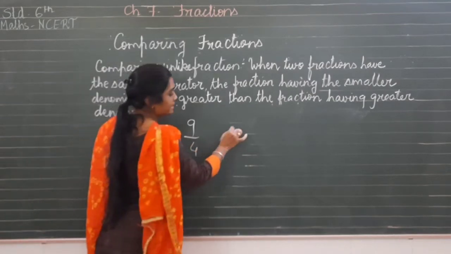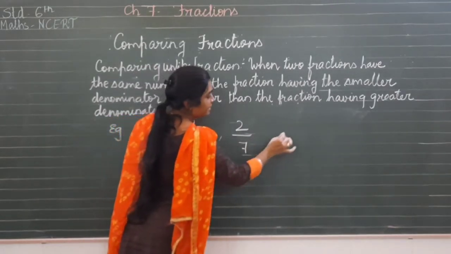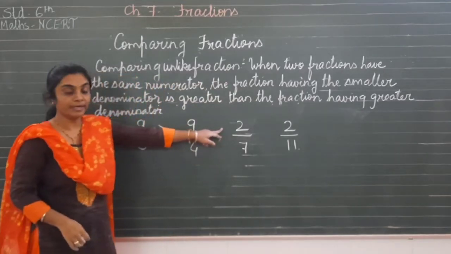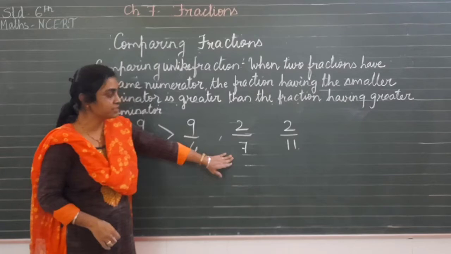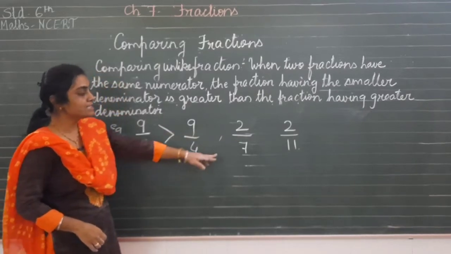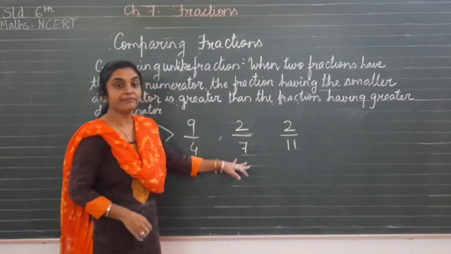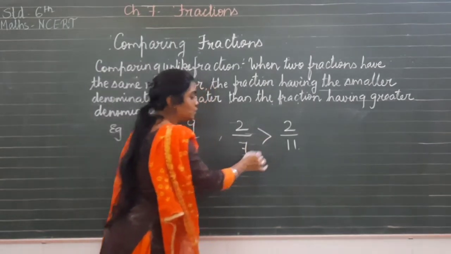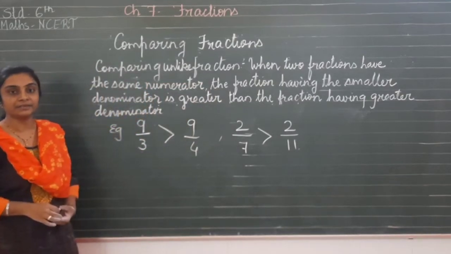Let us take another example: 2 upon 7 and 2 upon 11. Here the numerators are the same and the denominators are different. They are unlike fractions. So we will see the denominators, 7 and 11. The denominator which is smaller is considered the greater one. So 2 upon 7 is considered the greater fraction.